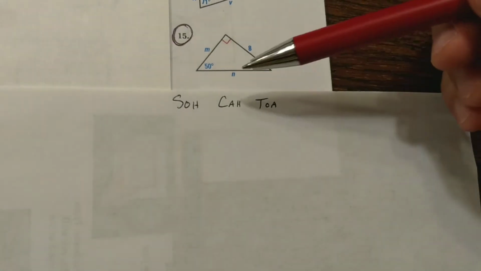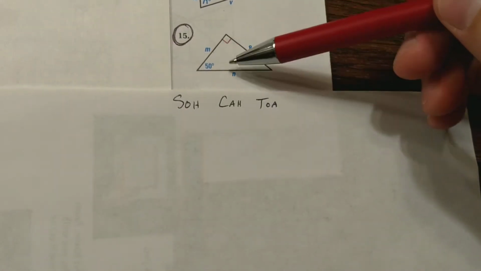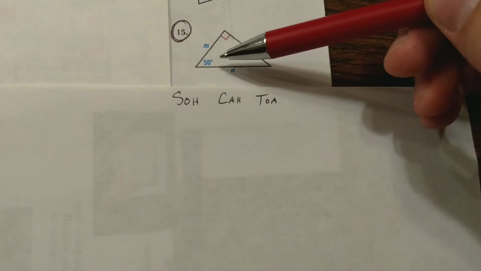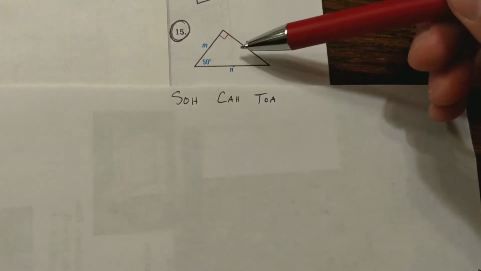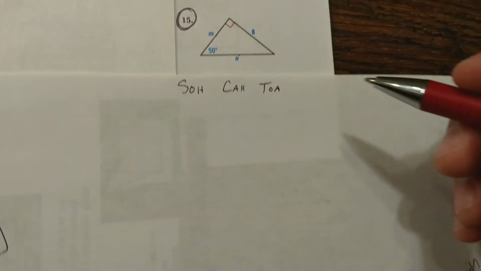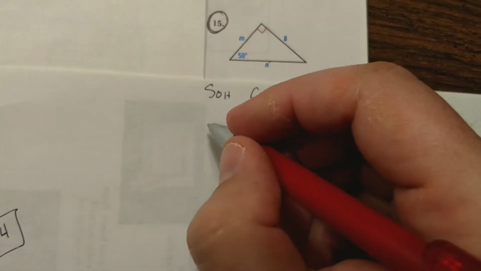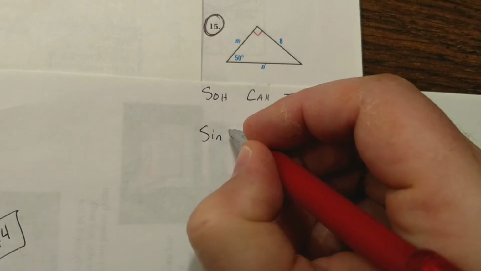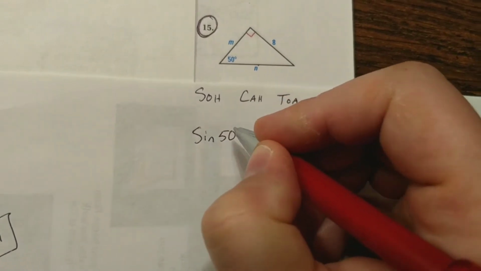15, we have two missing sides. We have side m and side n, and there's a 50-degree angle in between them. This is a right triangle, so we can use these trig ratios to help us out. Okay, so the first thing that we're going to do is use the sine of that 50-degree angle.